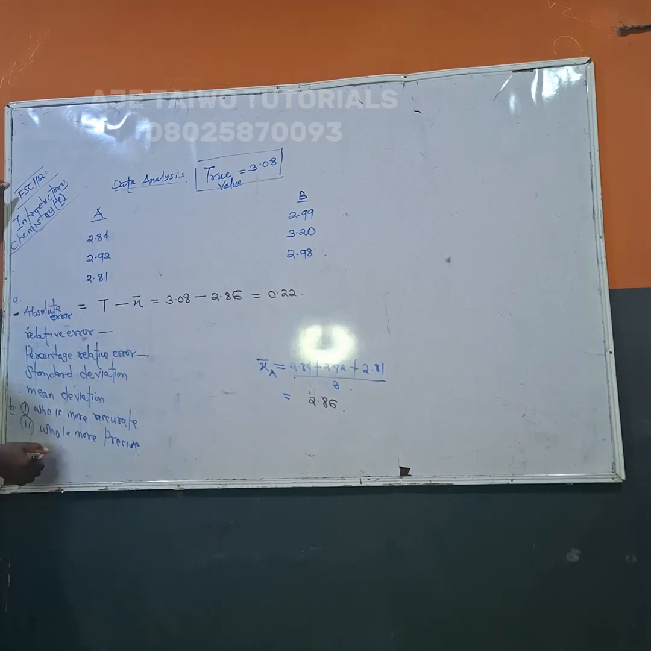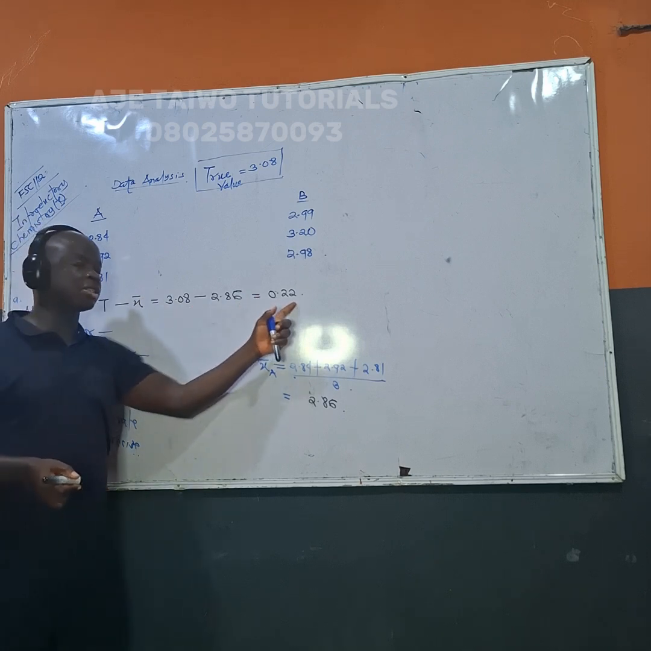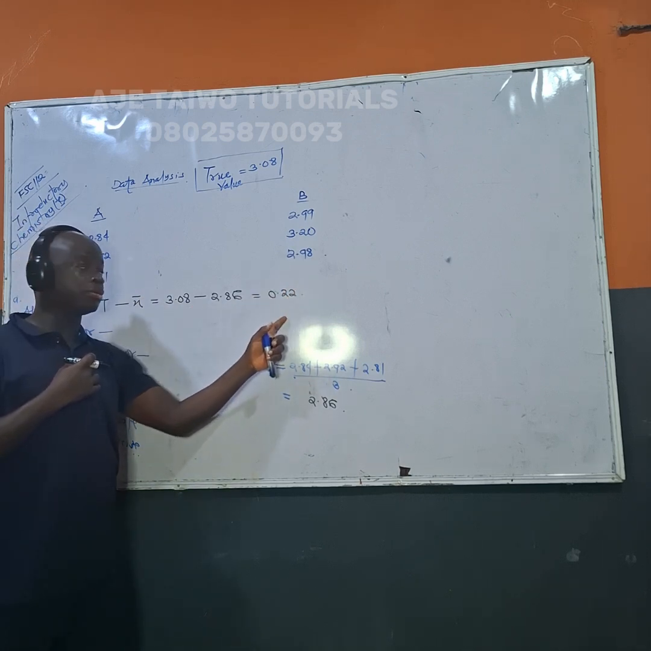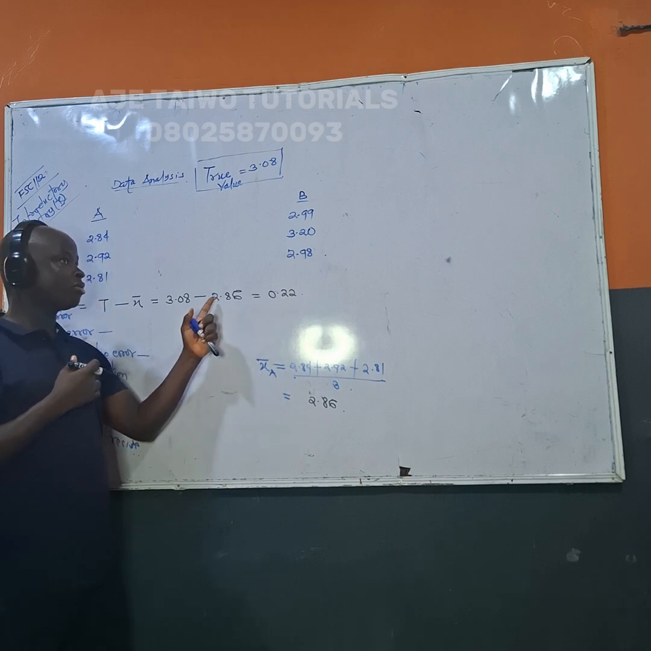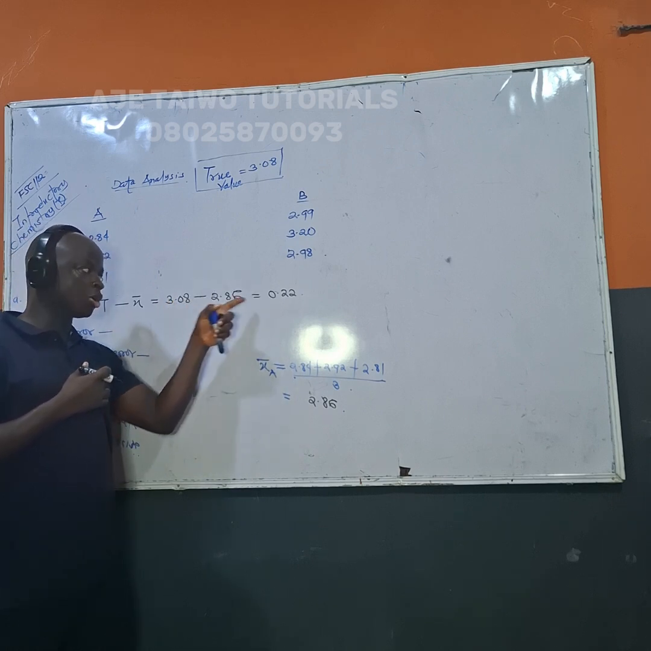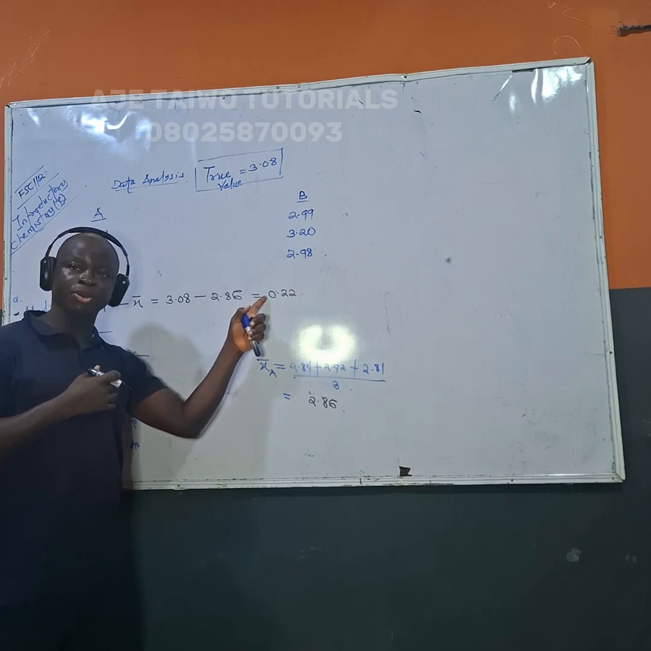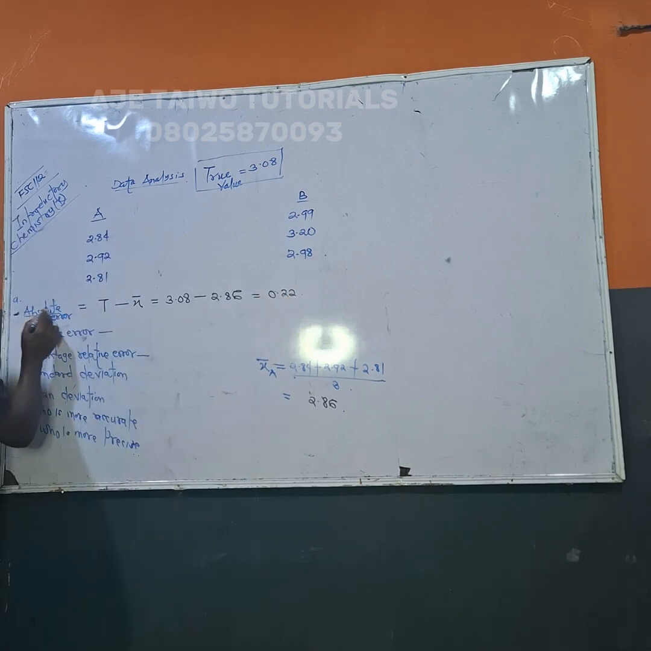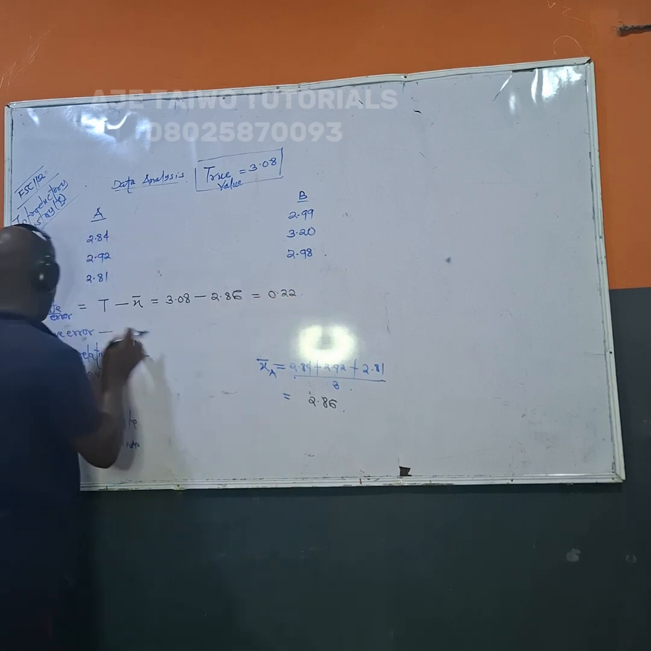That's the absolute error. It's positive. The absolute error is always a positive value. Even if you say 2.86 minus 3.08, you must report the answer as positive. In the word absolute, it must always be positive and never negative.